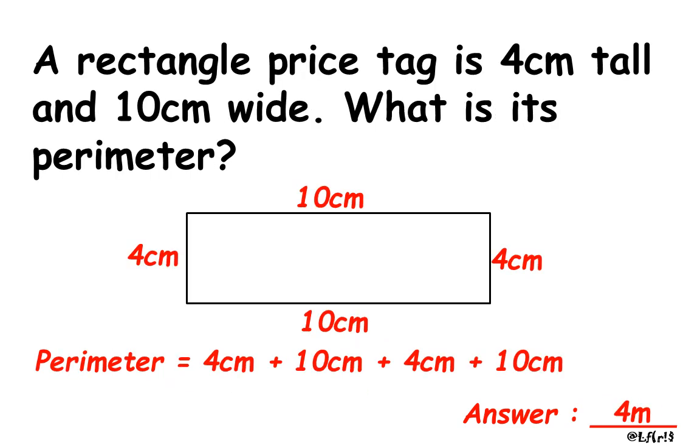A rectangle price tag is 4 cm tall and 10 cm wide. What is its perimeter?